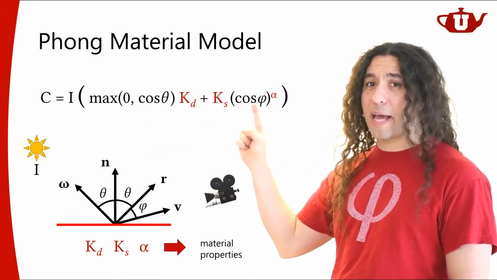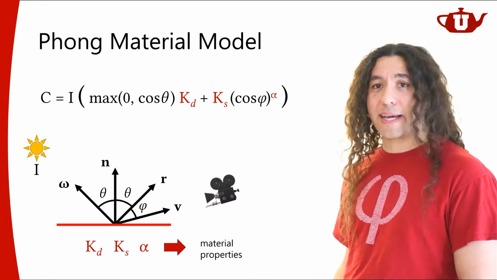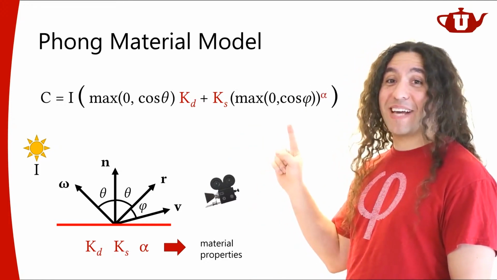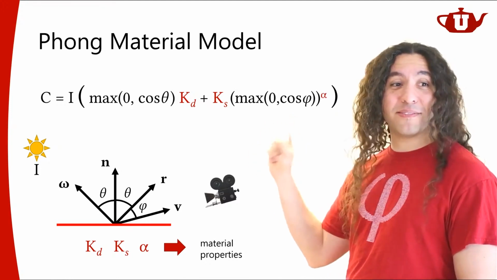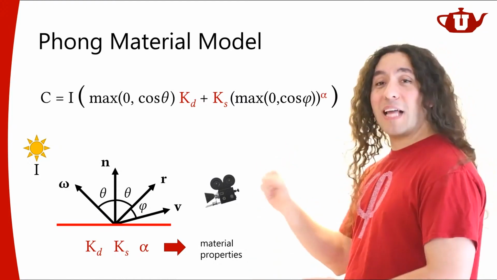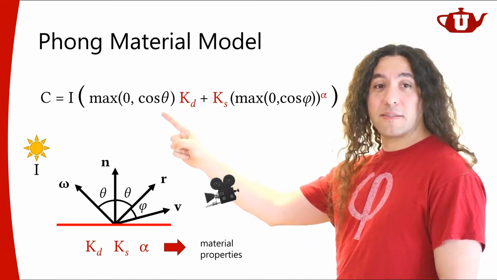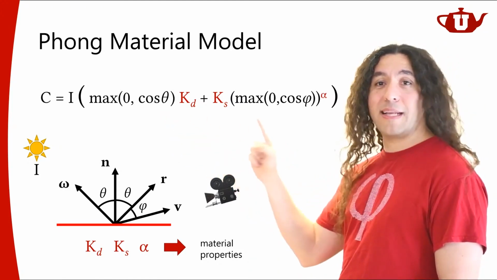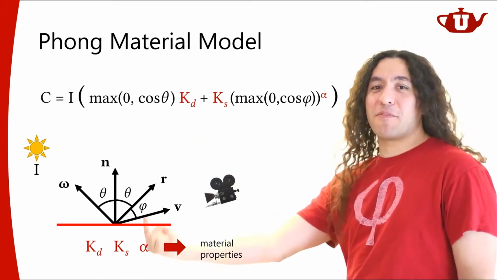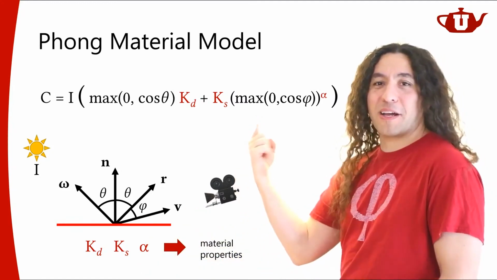Actually, same goes for this term. I don't want this to be negative either, because that will make no sense. So let me get rid of that too. This has to be positive. Actually, you know what? If the light is coming from behind, I don't want any specular, because that would make no sense. Light is coming from behind the surface, and how would I get specular terms?